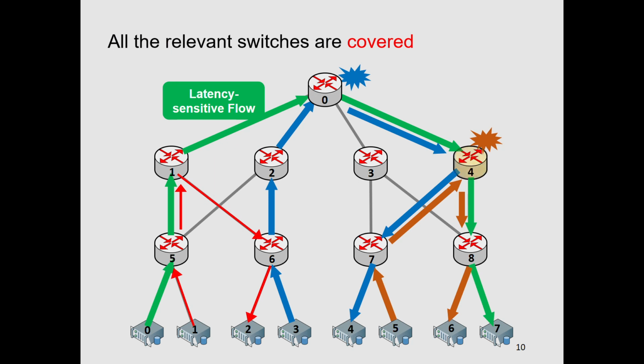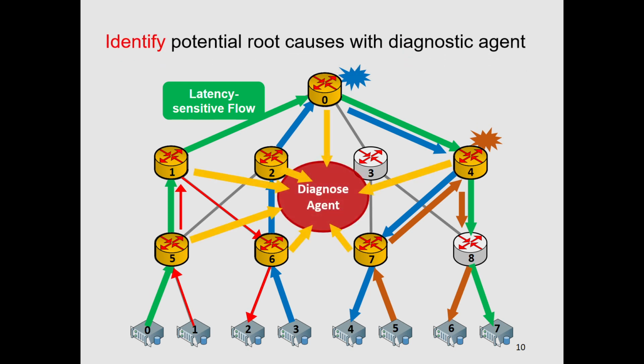Once all the relevant switches in the network have received the audit request, they will report the telemetry information to a diagnose agent. And this diagnose agent will be able to identify potential root causes of the problem by analyzing the telemetry information stored in the switch data plane. In this case, the diagnose agent has identified the potential root causes to be switch 6 and 7, and also server 3 and 5.